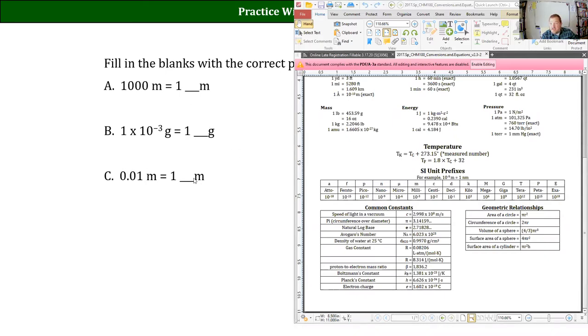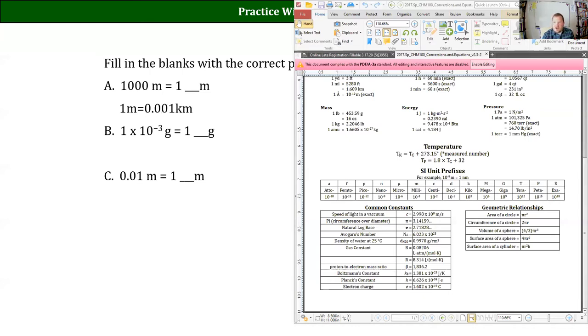Now we filled this in. Let's take a second and try to write them backwards. We could write 1,000 meters is 1 kilometer, or we could write 1 meter is how many kilometers? How would the other way of writing it be? So 1 meter equals blank kilometers. So it's 1,000th of a kilometer, right? So you could write 0.001 kilometers.